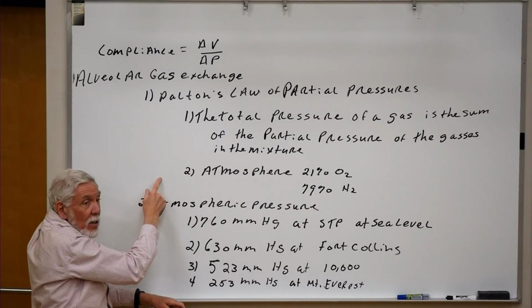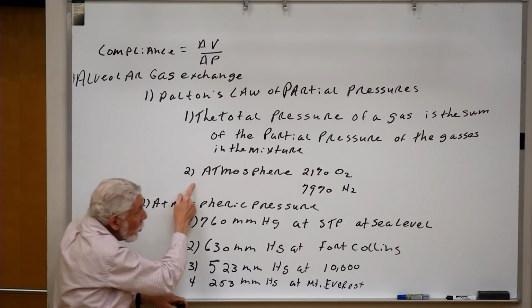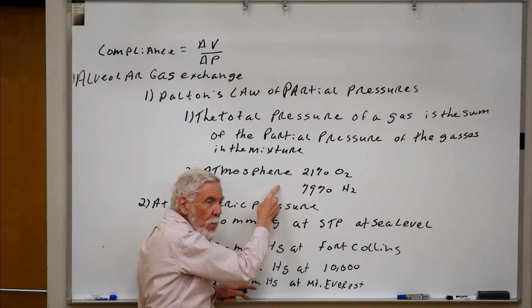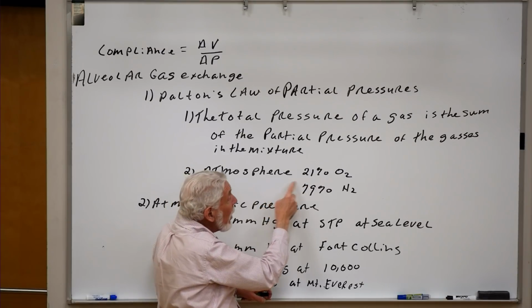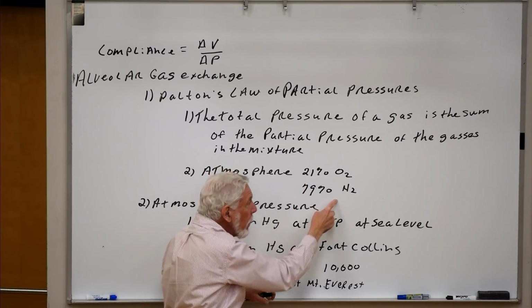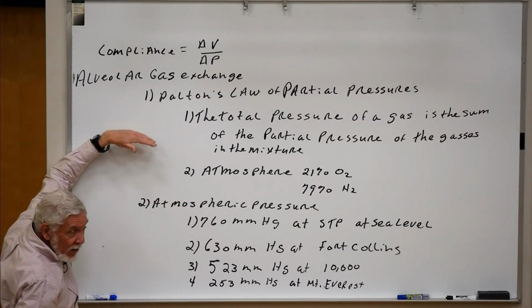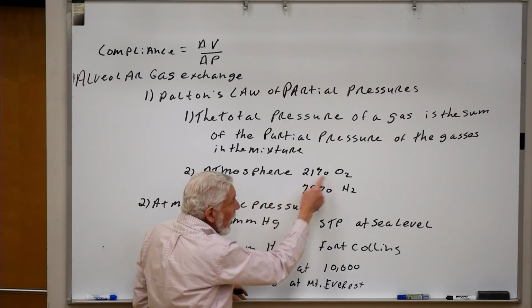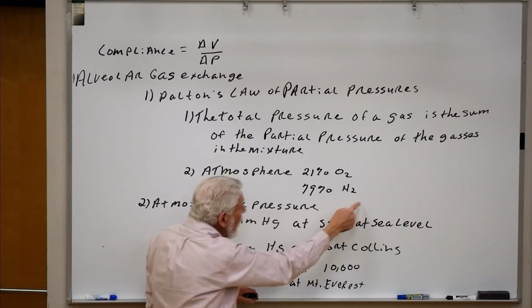Now, for the air around us, we're going to find that the gases in the mixture are oxygen and nitrogen. If you talk to a climate scientist, they'll tell you about argon and other trace molecules. But we're going to think about 21% oxygen and 79% nitrogen. That tells us that the total pressure of air is made up of 21% of the pressure by oxygen and 79% of the pressure by nitrogen.